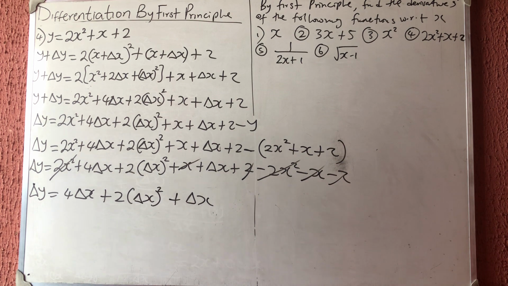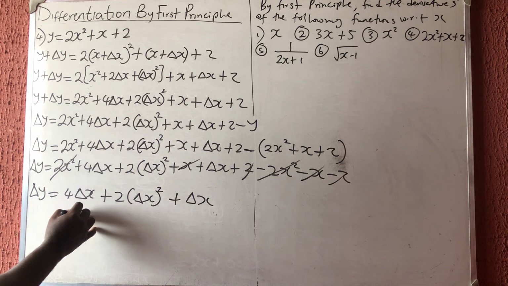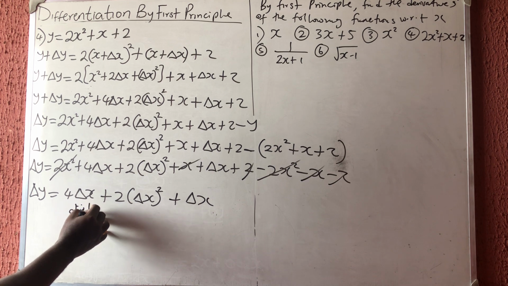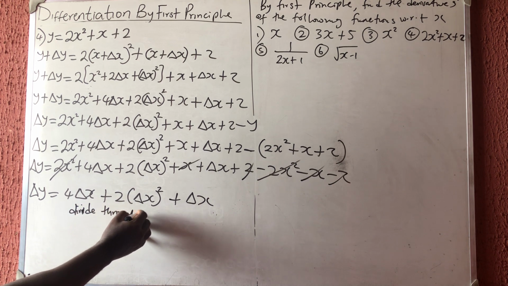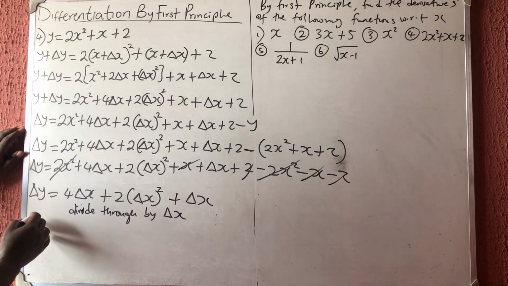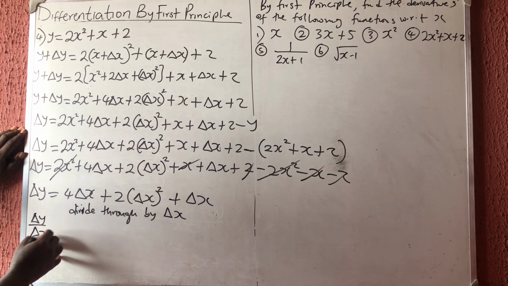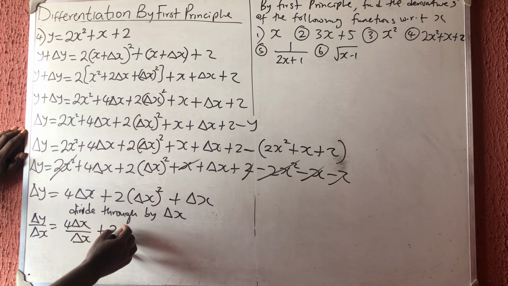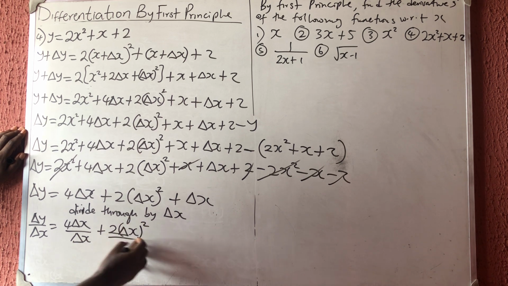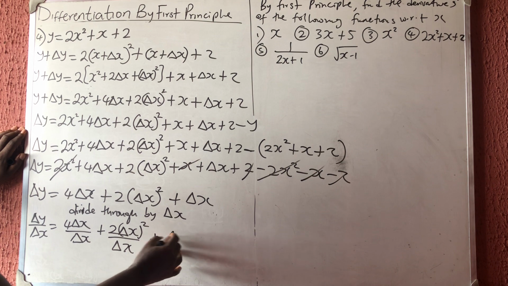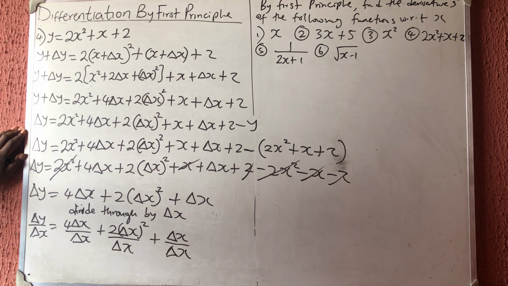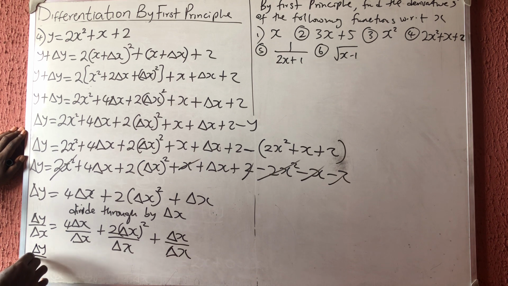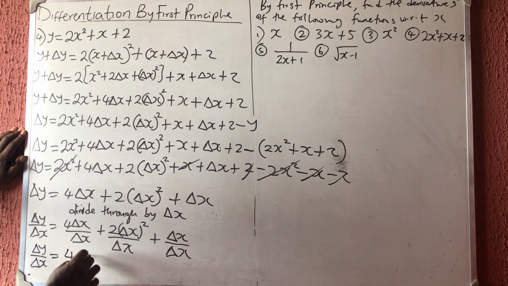So the next thing you do is you divide everybody by change in x. Divide through by change in x. So I'm going to have change in y over change in x is equal to what? 4 change in x over change in x plus 2 change in x all squared over change in x, then plus change in x over change in x. So this is now change in y over change in x is equal to, this takes care of this, I'm having 4 here. This takes care of this, I'm having plus 2 change in x. Then this takes care of this, I'm going to have 1.